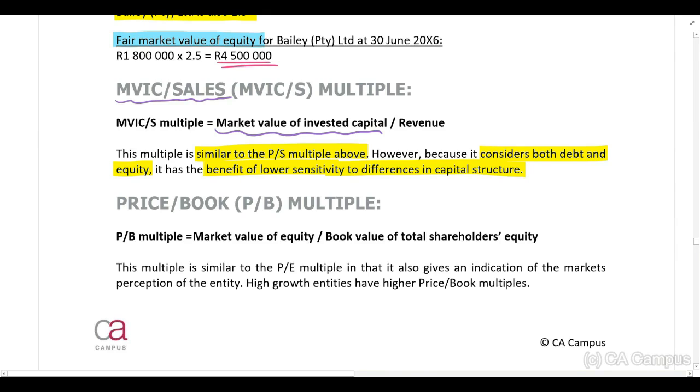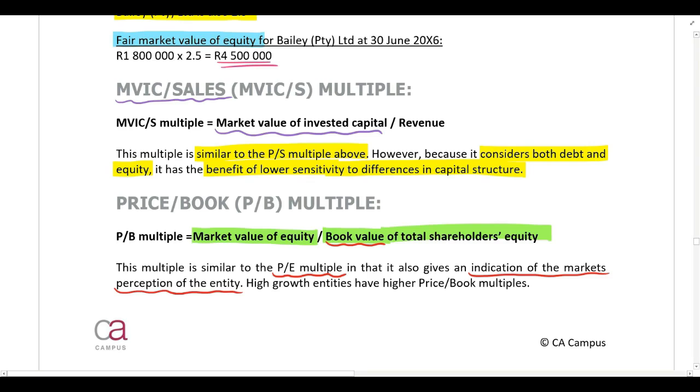Then the last market price multiple that we need to look at is the price to book multiple. So we are comparing the market value of equity to the book value of equity. And obviously you want this multiple to be as high as possible, because that shows that shareholders are willing to pay more for the shares in this company compared to the book value. So you can also see just below, this is very similar to the PE multiple in that it also gives us an indication of the market's perception of the entity.